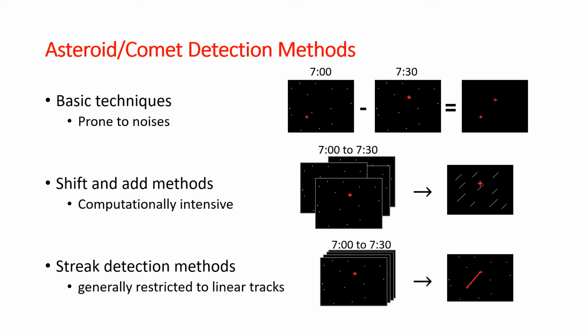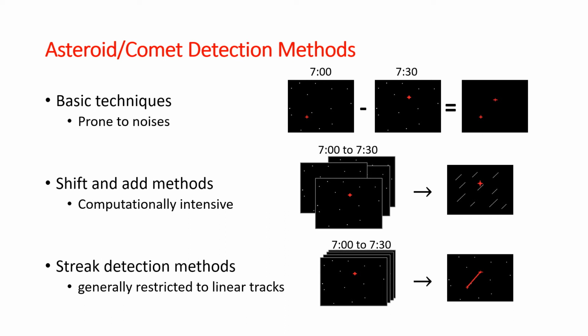The shift and add method shifts the temporary images taken from one location in the sky relative to each other successively and add the shifted images together. If the shifting direction is consistent with the object's movement, the final image will show a brighter spot. But to check all possible movement directions of the moving object, the shifting and adding process must be done in all directions, which is a time-consuming and a computationally intensive process.